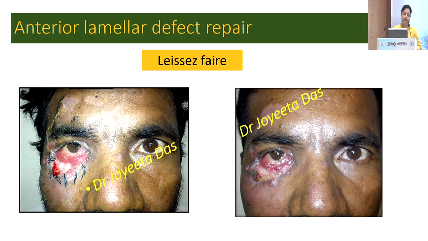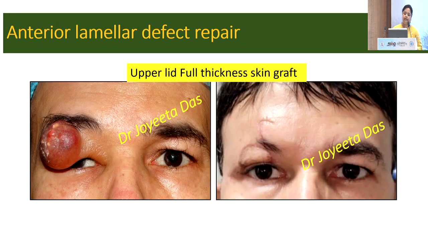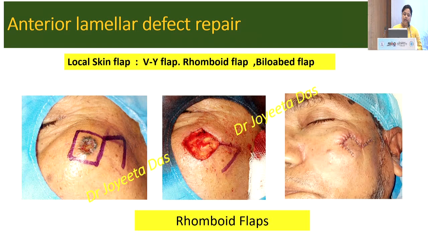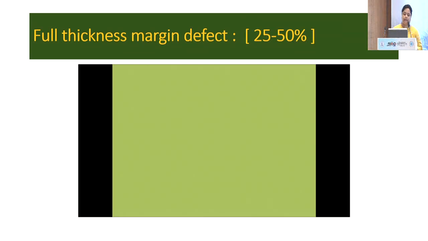Eyelid has a very peculiar, unique property that it has a very good blood supply and it can heal the defect automatically, but it takes some time. This is an example of an upper lid full thickness skin graft in a case of pilomatrixoma. And there are also options of V-Y, rhomboid, and bilobed flap. This is an example of one of my patients. I have done a rhomboid flap in this case. So this is short, now come to the full thickness margin defect.